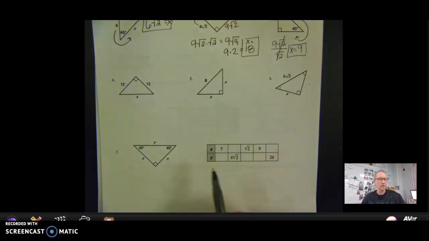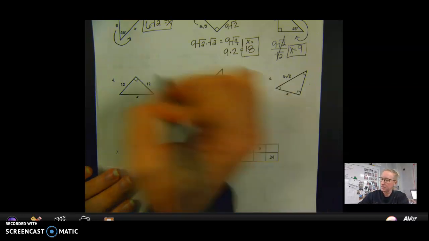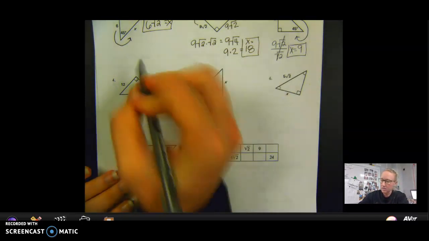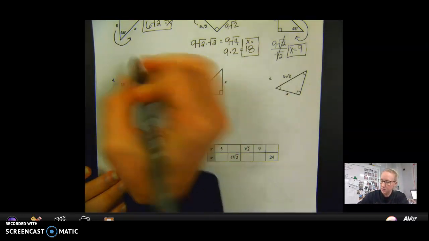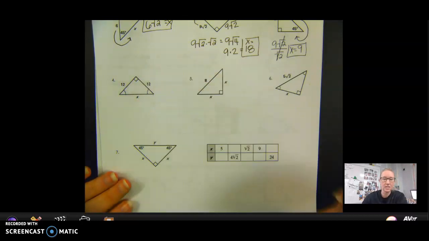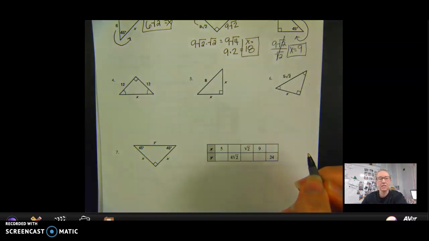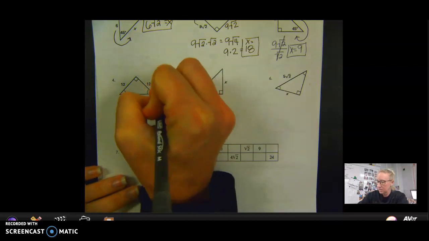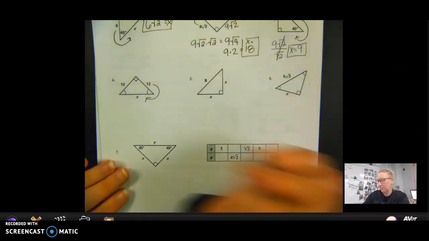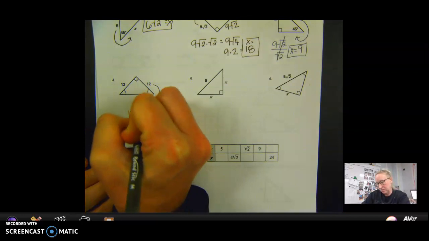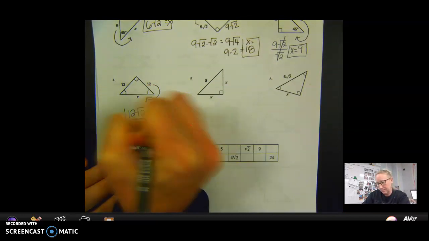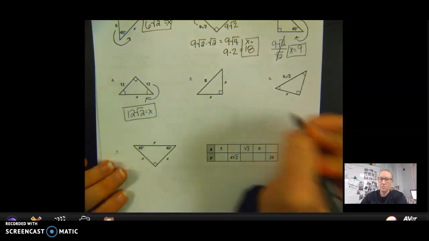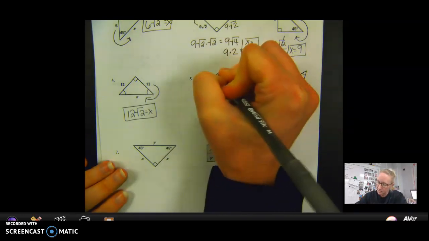Okay. All right, so number 4. Now, this is a right triangle. This side is congruent to this side, which means that this angle has to be congruent to this angle, which in turn means that it is a 45, 45, 90. So to get to my hypotenuse, I multiply by the square root of 2, so I get 12 square roots of 2, and that equals x.